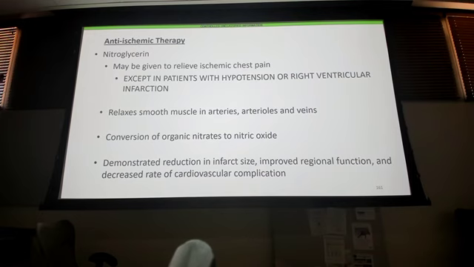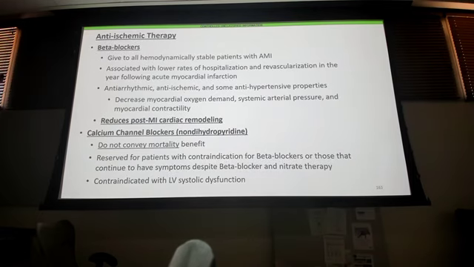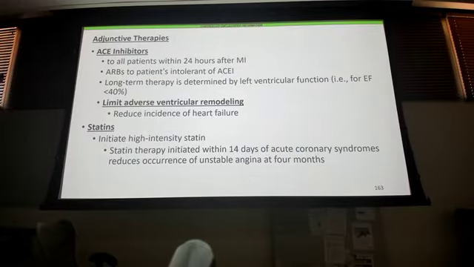Anti-ischemic therapies, so nitroglycerin, I think we've talked about that extensively. Beta blockers, they reduce the post-MI cardiac remodeling. They carry a mortality benefit with them that the calcium channel blockers do not carry with them. So that's why beta blockers are always first line in this setting.